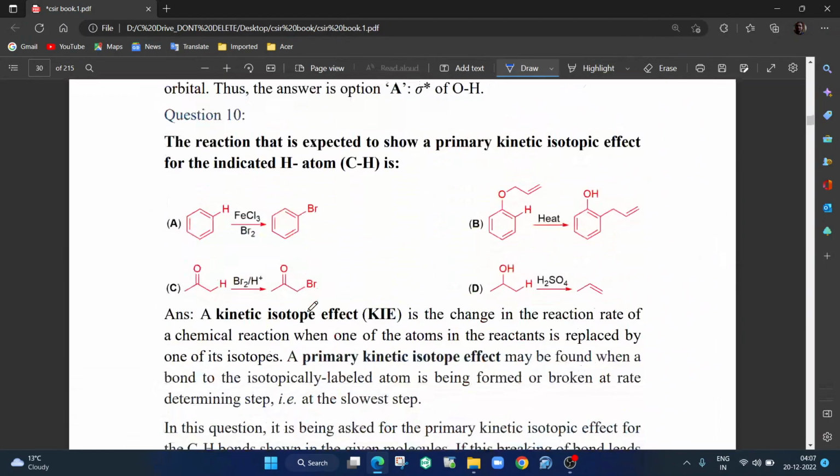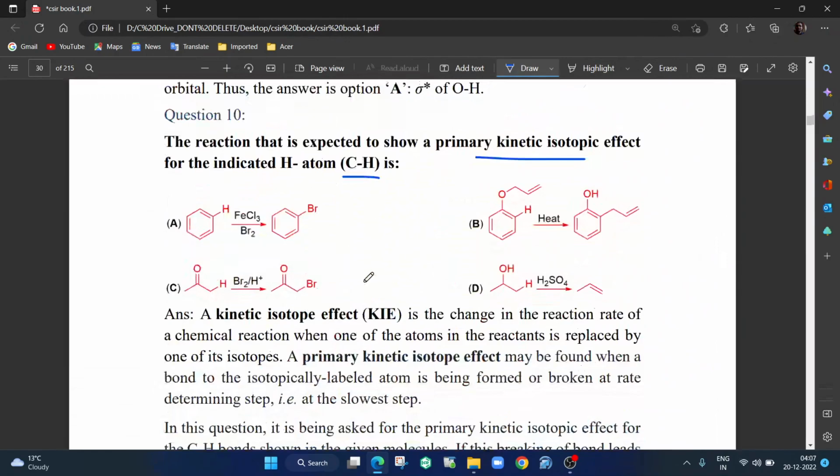Last question for this video. The reaction that is expected to show primary kinetic isotope effect. So, primary kinetic isotope effect means where I am changing the isotope. Here it is talking about C-H. So, if instead of H I put deuterium, and if breaking of that bond occurs in the rate determining step, then the rate is greatly influenced by the change to deuterium. So, we have to find out whether this C-H bond breaking occurs in the rate determining step or not.